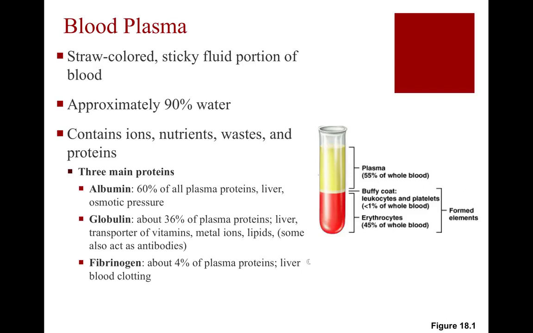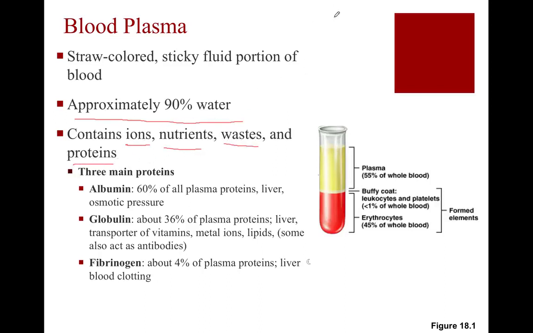Now let's go ahead and start taking a look at the components of blood in a little bit more detail. We're going to start by looking at your plasma, which forms about 55% of your total blood volume, as you can see right here. In reality, it's kind of a yellowish color. It is sticky, and as you notice, it contains a significant amount of water, 90% water. So the fluidity of your blood comes from the fact that plasma contains a significant amount of water. But as you notice, it also contains ions, nutrients, waste, and proteins.